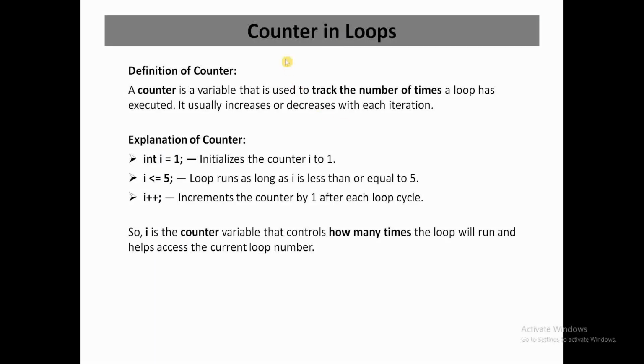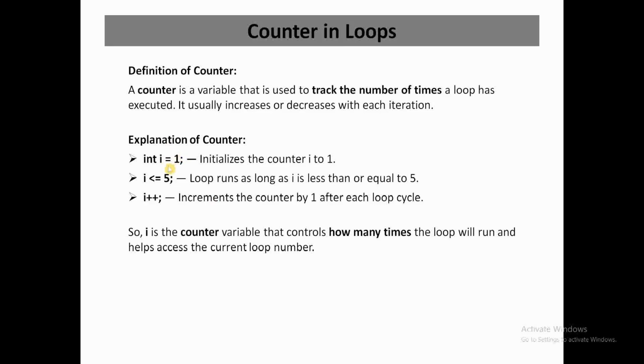Next we have a counter in loops. A counter is a variable that is used to track the number of times a loop has executed. It usually increases or decreases with each iteration. A counter in a loop tracks the number of times a loop is executed, like 1, 2, 3 times, how many times it is executing the block of code until the condition is matched. Here we have the explanation of a counter.